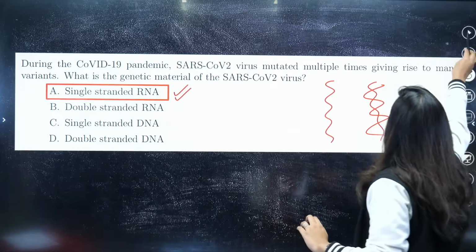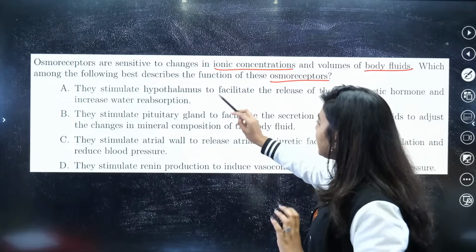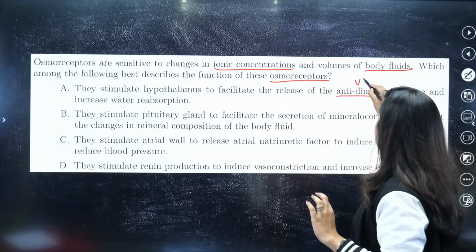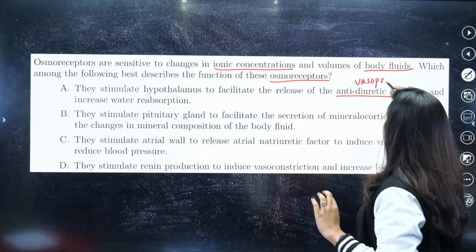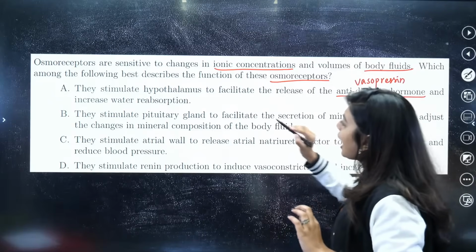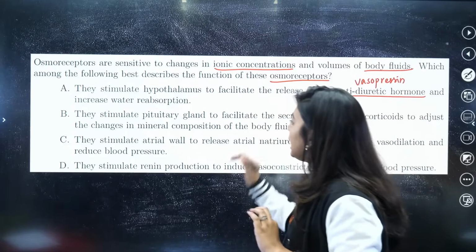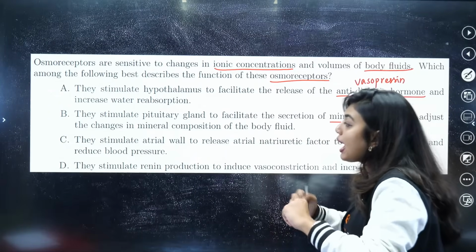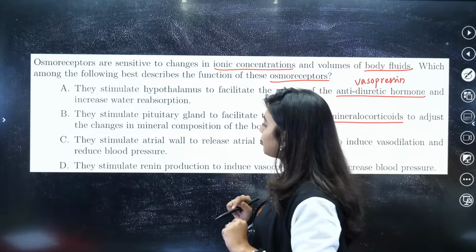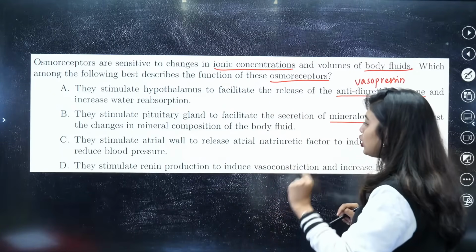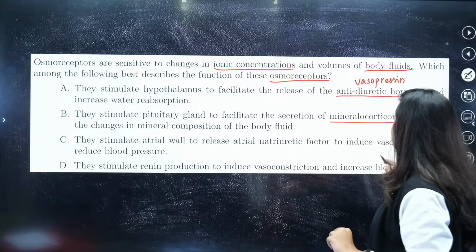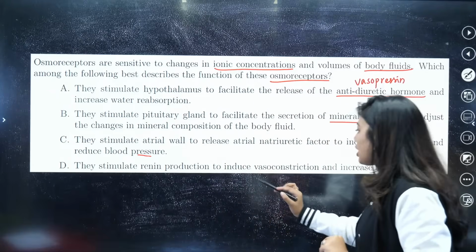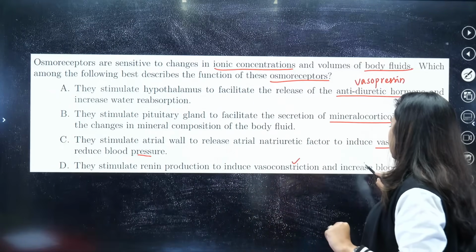Now, the options. They stimulate the hypothalamus to facilitate the release of antidiuretic hormone, or vasopressin, and increase water reabsorption. They stimulate the pituitary gland to facilitate the secretion of mineralocorticoids to adjust the changes in the mineral composition of the body fluid. They stimulate the atrial wall to release natriuretic factor to reduce vasodilation and reduce blood pressure. They stimulate renin production to induce vasoconstriction and increase blood pressure.